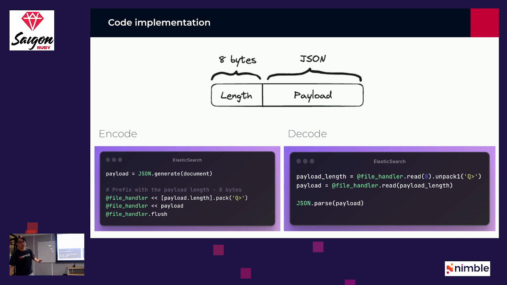Actually, Elasticsearch has some cap on it as well. I think you cannot index something more than 100 megabytes. I'm not sure about the number, but there's a cap.